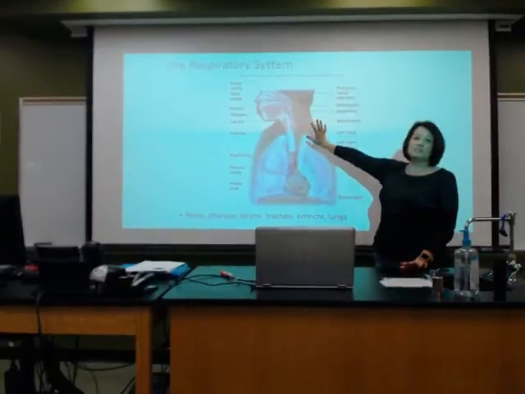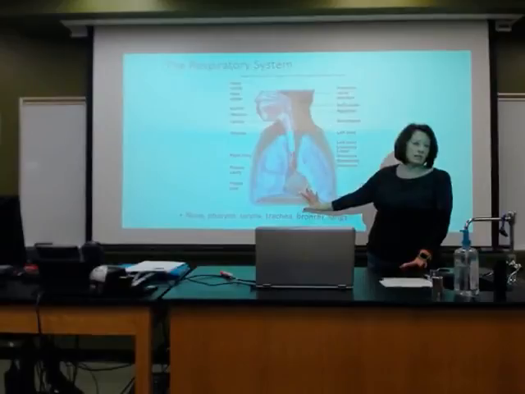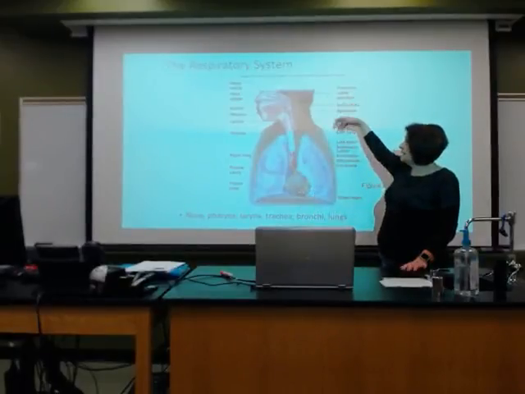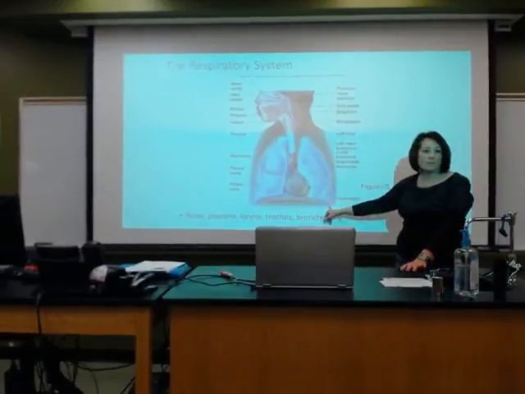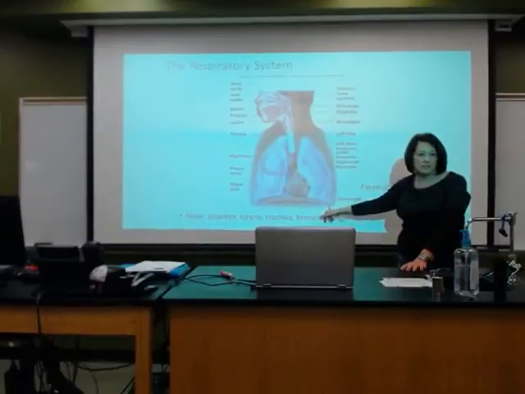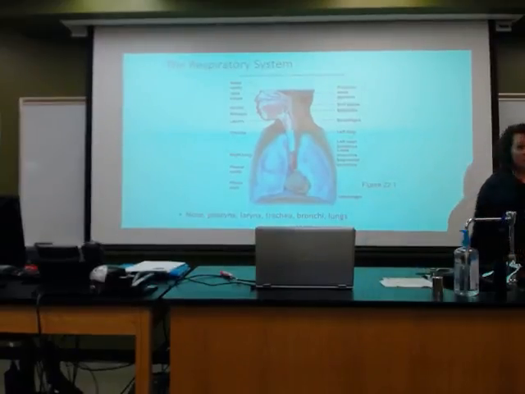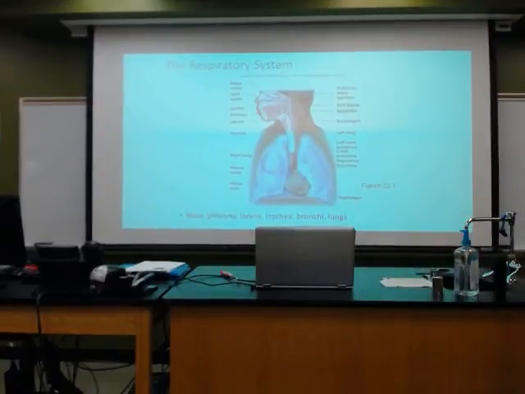In the respiratory system, these are the parts of the respiratory system: nasal cavity to the lungs. Diaphragm. Have you ever thought about your diaphragm? The diaphragm, this great big huge muscle. Do you happen to remember what nerve innervates it? Phrenic. Okay? The phrenic nerve.